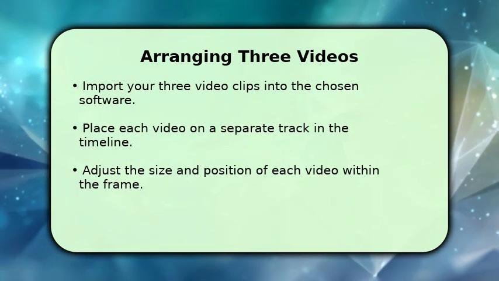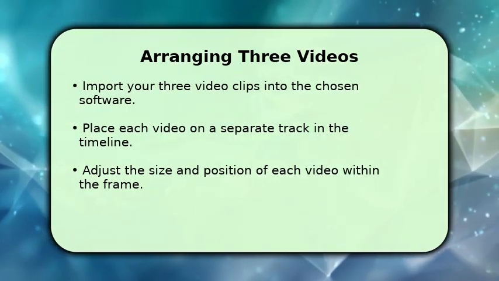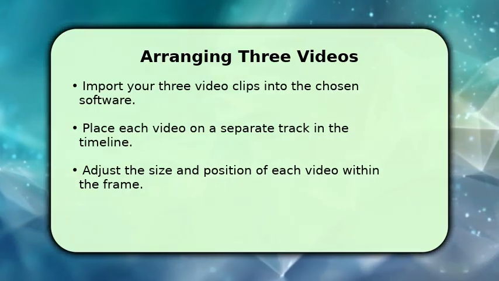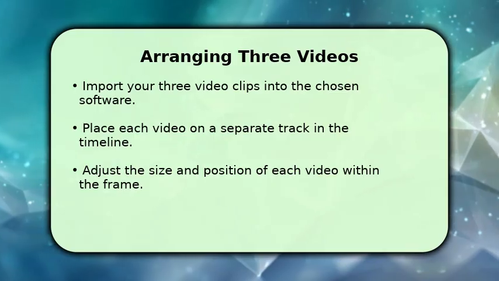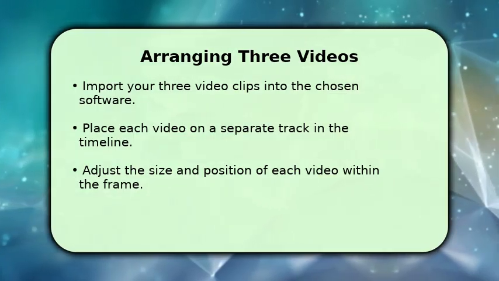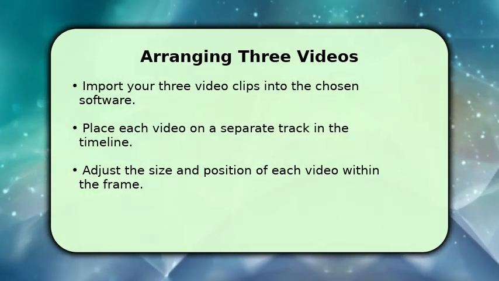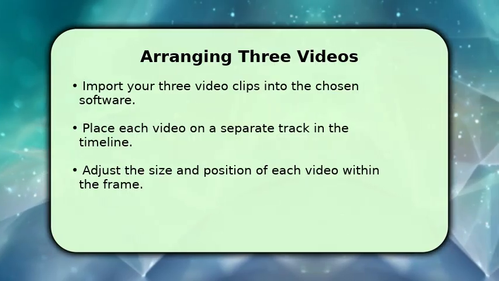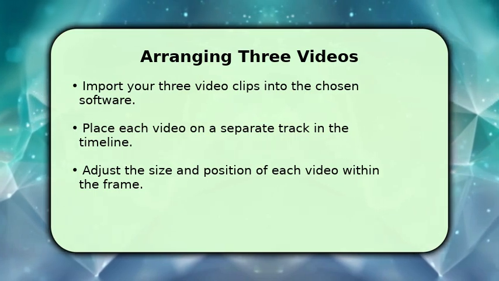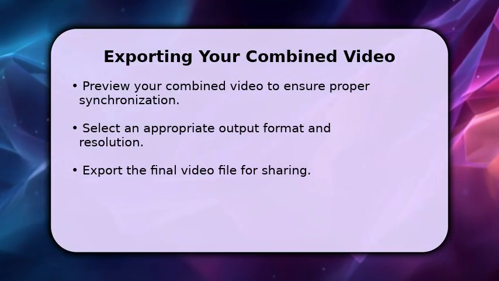Once your software is chosen, the next step is arranging your 3 videos. Begin by importing each of your 3 video clips into the program and placing them on separate tracks within the timeline. This layering allows individual manipulation. Then, adjust the size and position of each video within the main frame, aiming for a balanced composition. A common and effective layout is a simple grid, with all 3 videos displayed side by side or in a 2:1 arrangement. Finally, it's time to export your combined video for sharing.